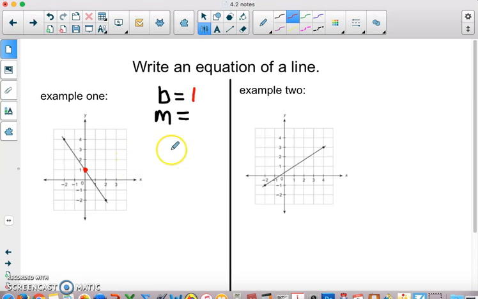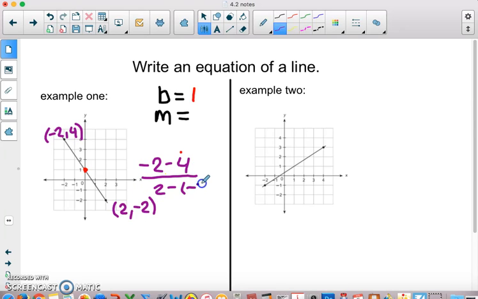And to find slope, we'll go back to our formula. So let's remind ourselves what that is. y2 minus y1 over x2 minus x1. So let's name our points. 2, -2, and -2, 4. Put it into the formula. -2 minus 4 over 2 minus -2.